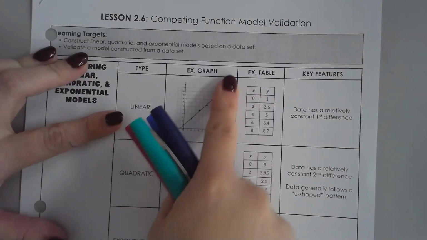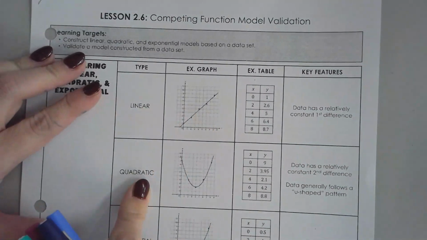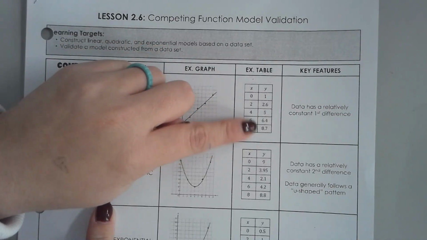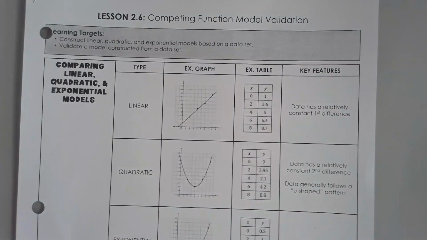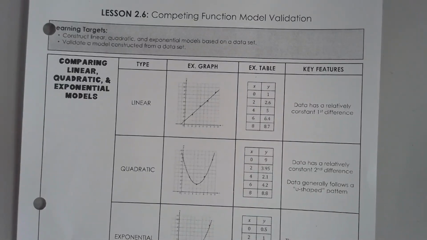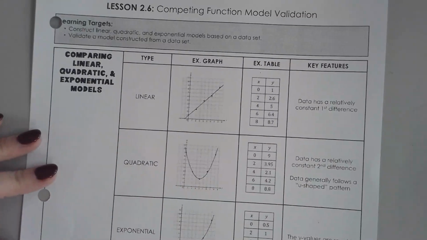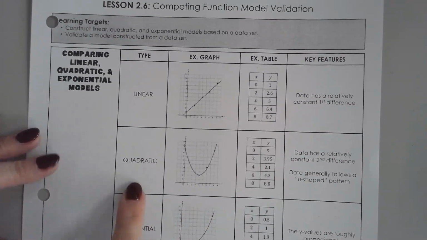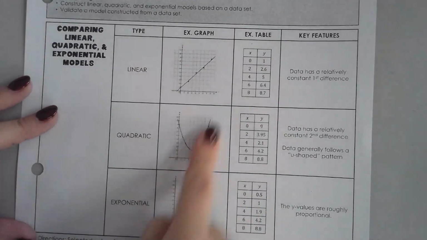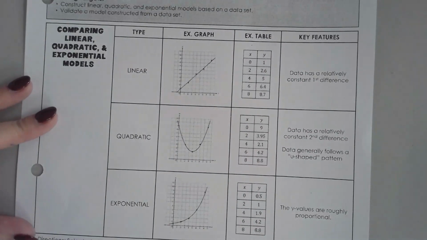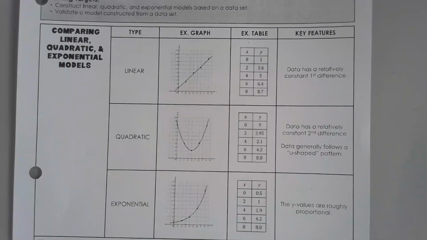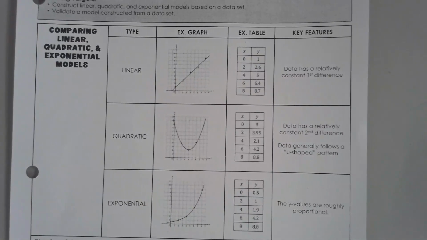So linear looks something like this. This is an example. If you're given a table, you can look at the first difference. If the first difference is relatively close to the same thing, it's probably going to be linear. Quadratic makes kind of a U shape. If you look at a table, you're looking at the second difference. The second difference is relatively the same-ish, close.